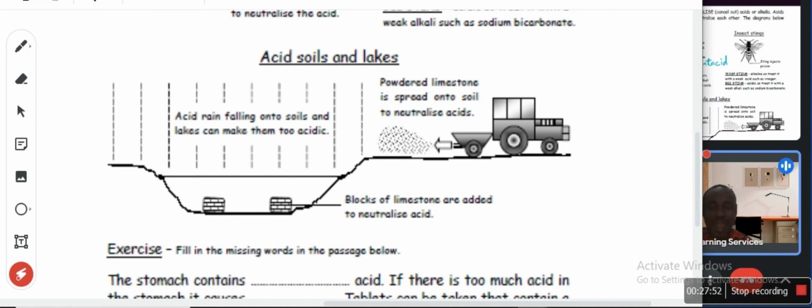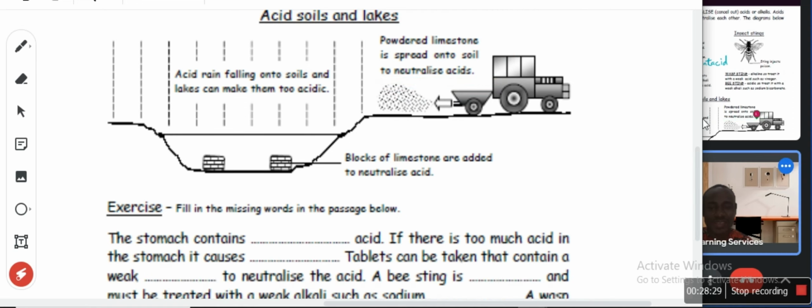Okay, there are times when the lakes, like rivers, become too acidic, like because of acid rain falling onto soils and lakes. They can make them too acidic, or even soils. To neutralize the acid, what do they use? Read out what I'm just circling. Read out what I just circled here. Powdered limestone is spread onto soil to neutralize acid.